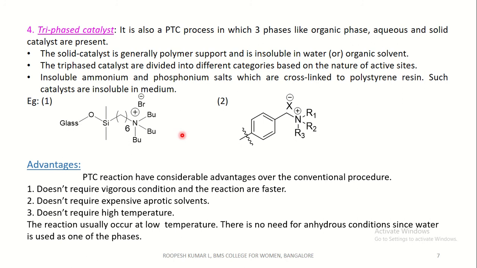Advantages. Phase transfer catalyzed reactions have considerable advantages over the conventional procedure. That is, they don't require vigorous conditions, like heating up to 200-300 degrees, and the reactions are much faster. They don't require expensive aprotic solvents. They don't require high temperature and pressure. The reaction usually occurs at low temperature. There is no need for anhydrous conditions since water is used as one of the phases.